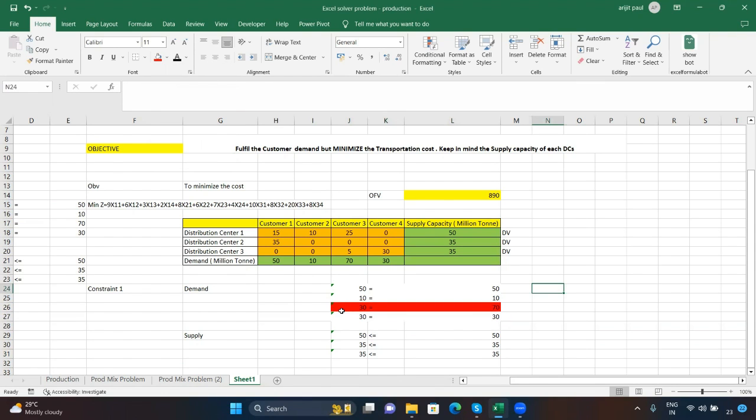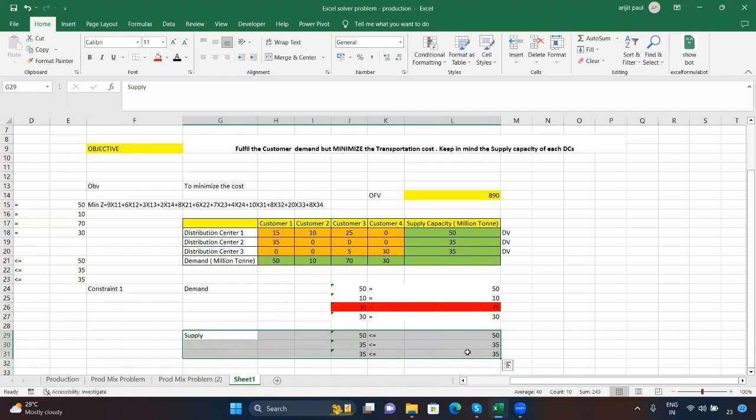So here we are going to discuss why we fell short for customer 3. For customer 4, the demand was 30 and we are supplying 30 ton. So that is fine. If we check our model from the supply perspective also, for DC1, the supply capacity was 50 ton and we are exactly supplying 50 ton. For DC2 and DC3 also, the supply capacity was 35 and we are supplying 35. So there is no issue in terms of supply.